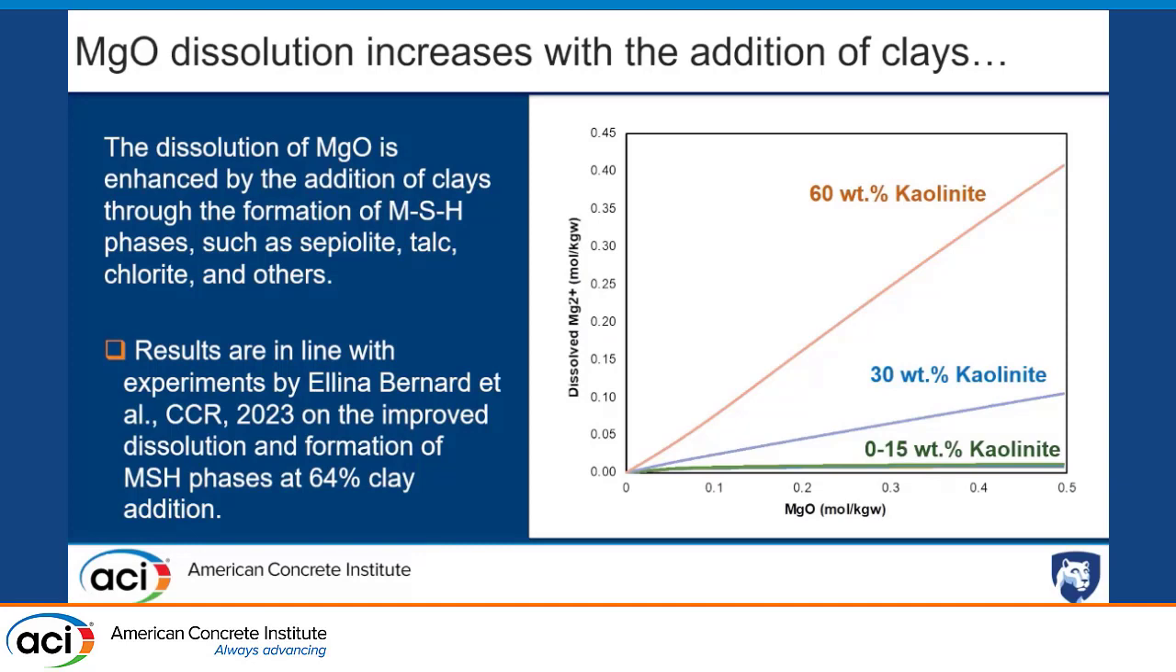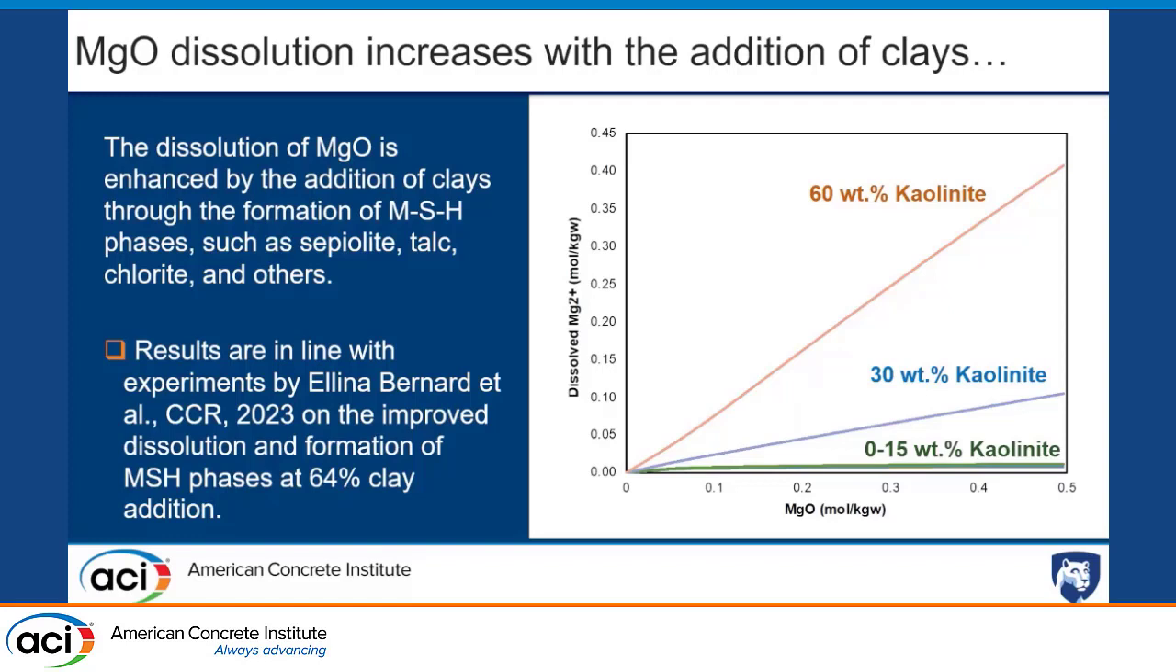Interestingly enough, when we add between 0 and 15 weight percent kaolinite, there's not much improvement in the dissolution of the magnesium oxide. We're all the way down here. However, when we add 30 weight percent or even 60 weight percent of kaolinite, or we replace magnesia by kaolinite, we can increase the dissolution of the magnesium oxide quite dramatically.